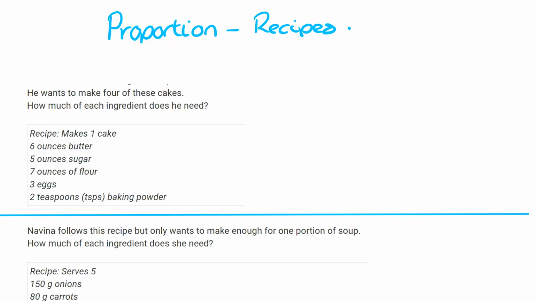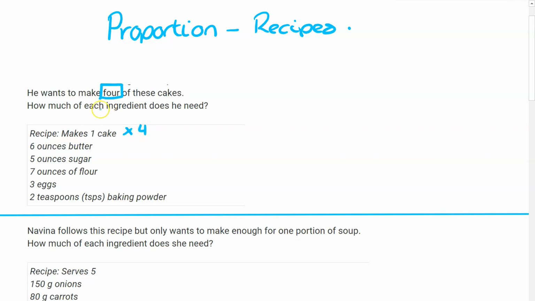There's quite a few examples here, but I'll whip through them as quickly but as clearly as I can. So, we've got a recipe here for some cakes, and the recipe makes one cake. But I want 4 of those cakes. Now it seems like common sense that I should multiply this by 4.